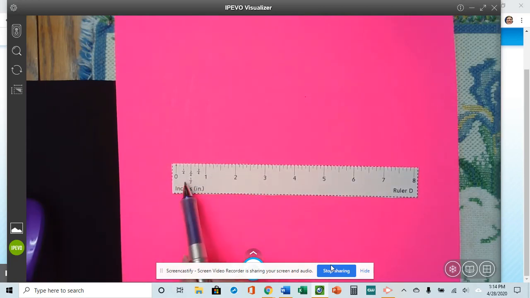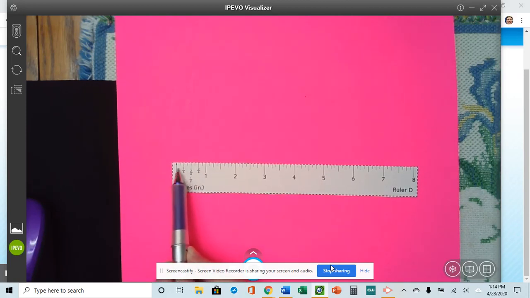And we have already talked about this, that they labeled the fractions on the first inch of the ruler. Okay, so there is a 1/4 inch between the 0 and this line right here.